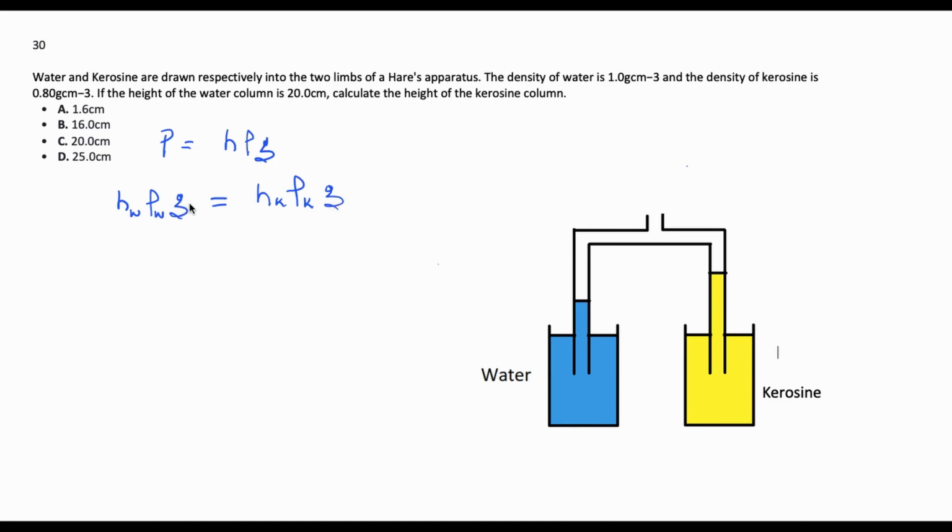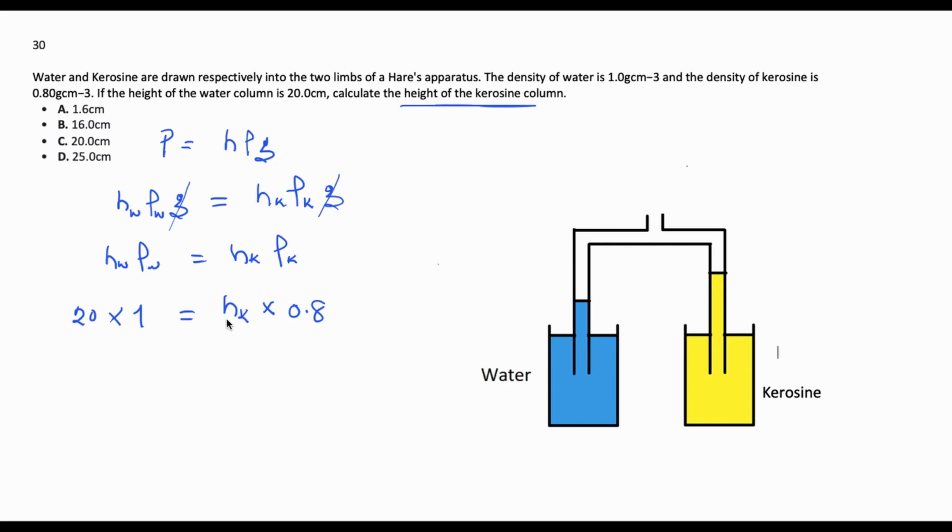Here we have that our g, which is due to gravity, is the same. So g can cancel out the g here. And we can say that h rho of water should be the same as h rho of kerosene. So here we have that the height of water is 20 centimeters. We're given that here. So h_w is 20 multiplied by the density of water, which is given here as 1. Now the height of kerosene is what we're looking for. That's what we've been requested to find. So we leave that as h_k multiplied by the density of kerosene, and the density of kerosene is given as 0.8 grams per centimeter cubed.